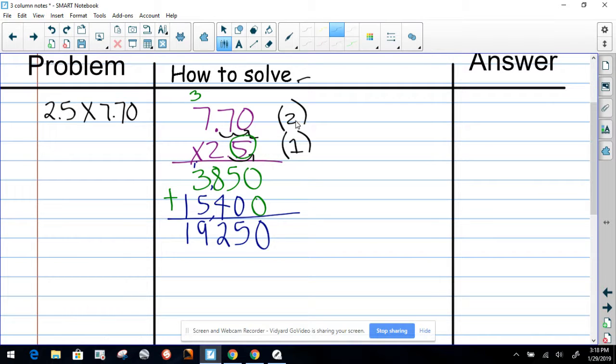Now, remember that we said that we need to have three decimal places in the answer. So here is where a whole number has a decimal. If you go backwards 3 times, 1, 2, 3, here's where the answer is. $19.25 this person will pay. Okay, that's one way to solve the problem.